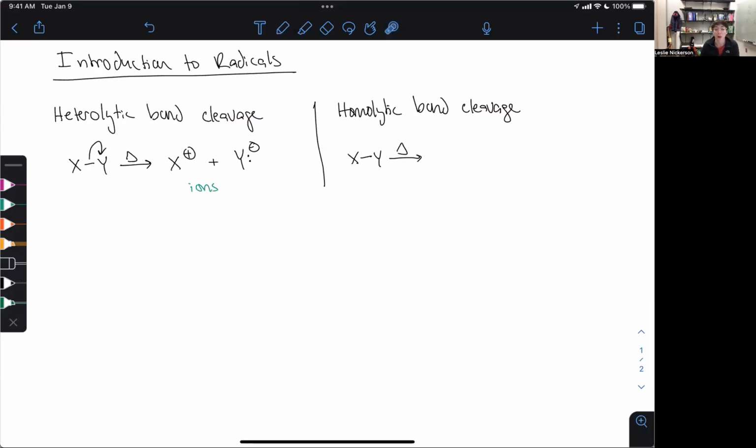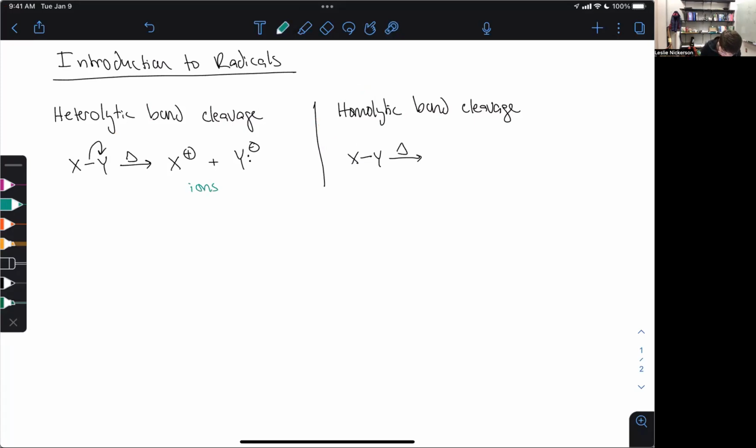When we're talking about radicals, though, we're really looking at a homolytic bond cleavage. Think about hetero being different, homo being the same. Homolytic means that we're going to have an even split of those electrons between X and Y. So instead of Y taking all those electrons, we're going to put one electron on X and one electron on Y and break the bond that way.